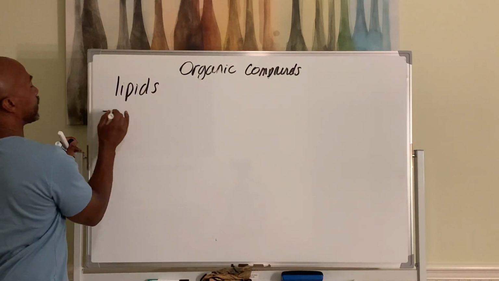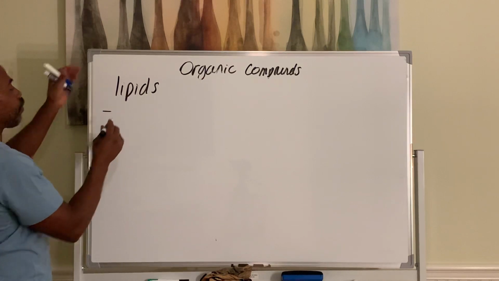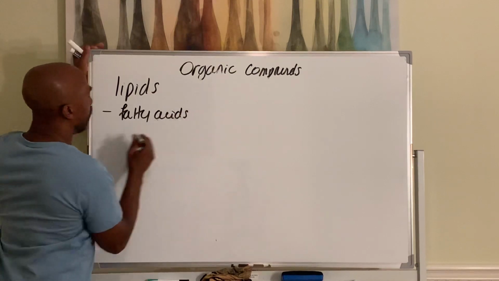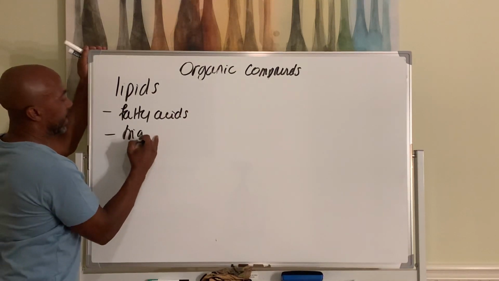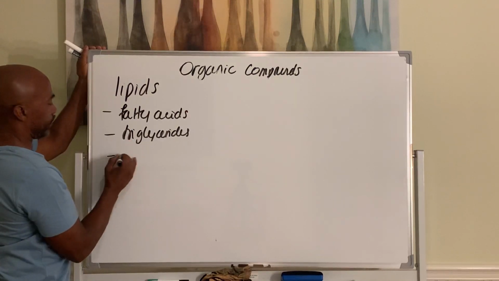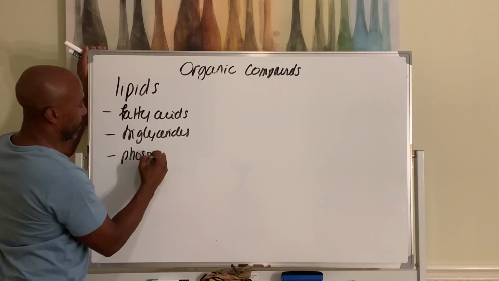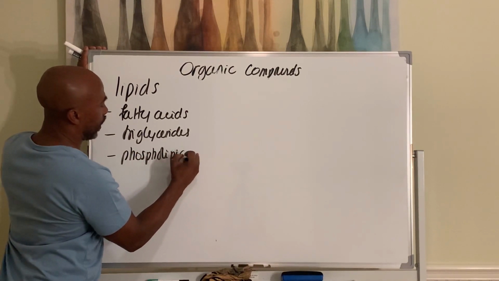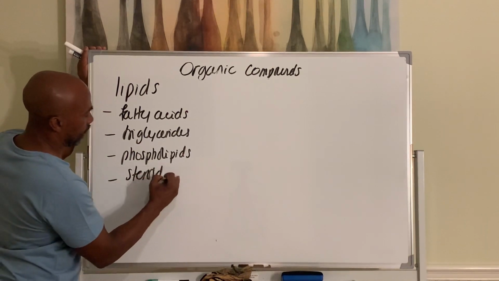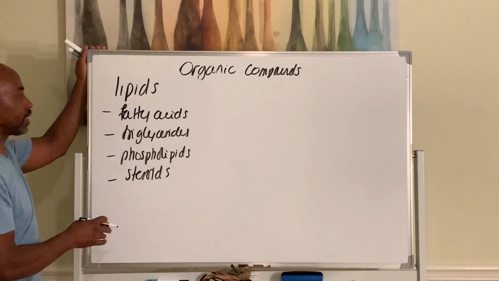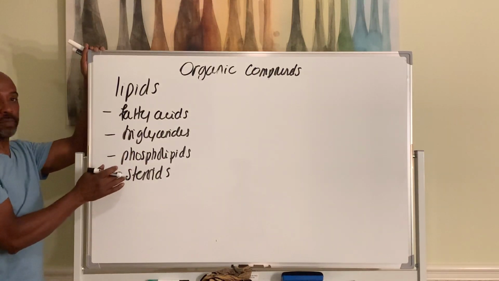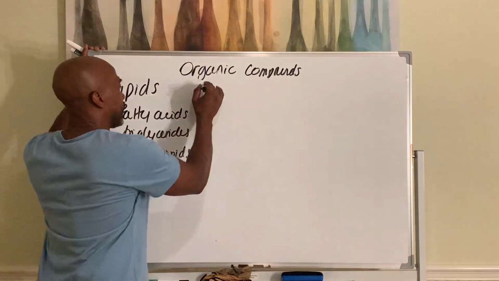Okay, lipids can come in the form of fatty acids, triglycerides, phospholipids, steroids, and the fifth form we call eicosanoids that we'll not discuss. Okay, so we'll look at these four: fatty acids, triglycerides, phospholipids, and steroids. Let's begin with fatty acids.